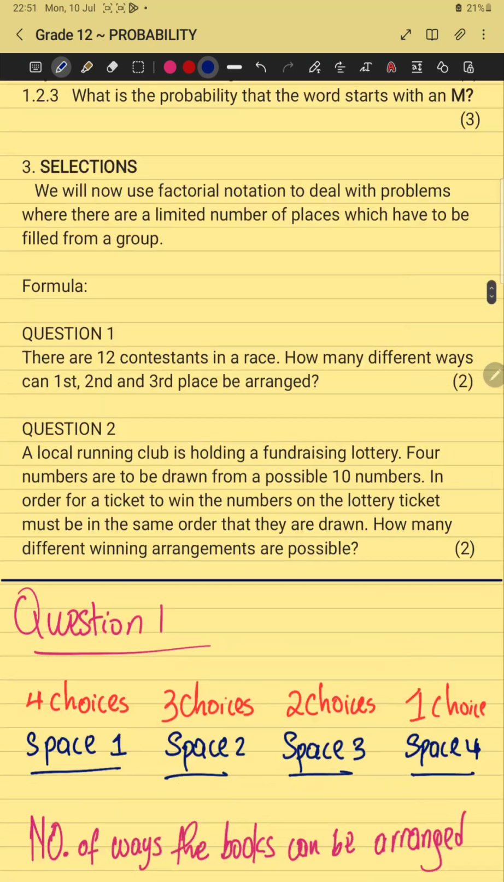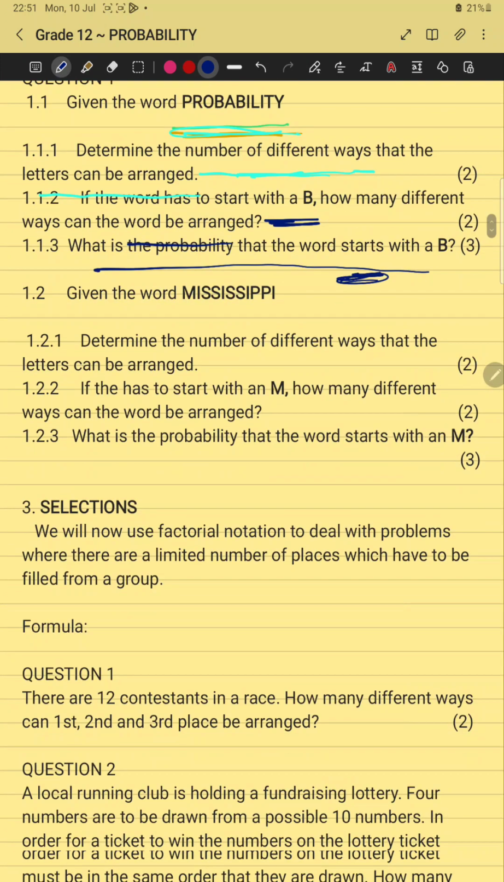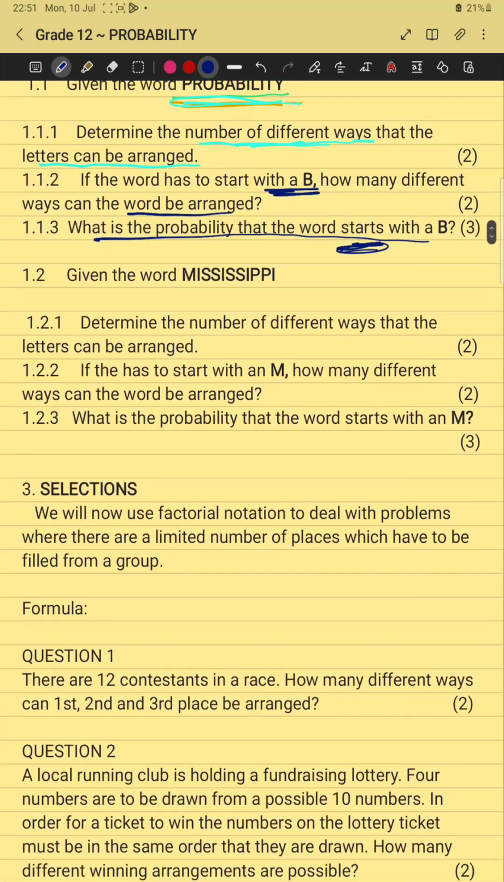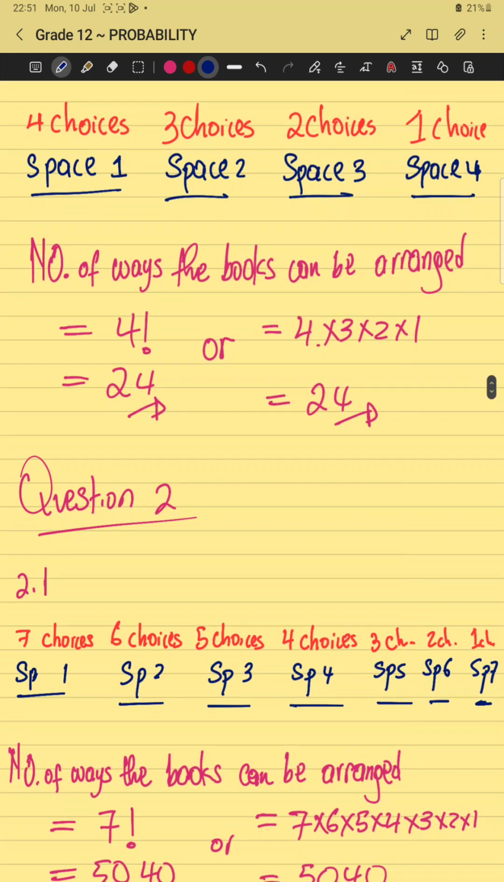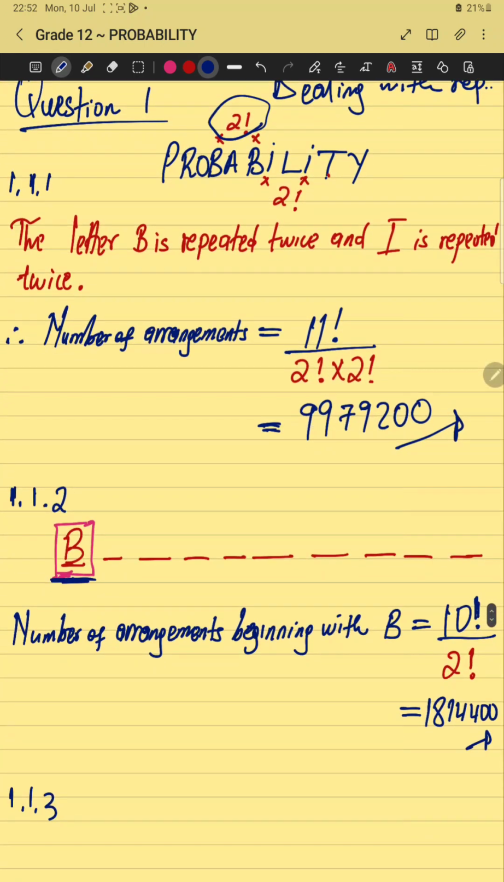1.1.3. Then in 1.1.3 they say what is the probability that the word starts with a B? So we want to know the probability of the word starting with a B. So what I'm going to do here is that you will remember in the first question we've used all the letters, that means the total. So we can treat this answer here as our sample space.